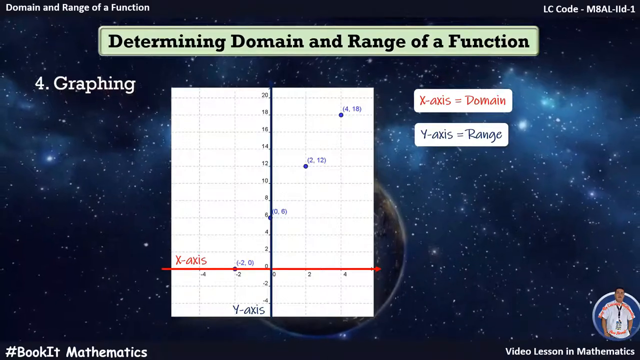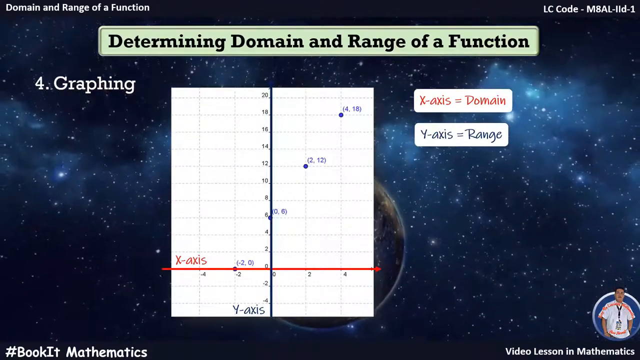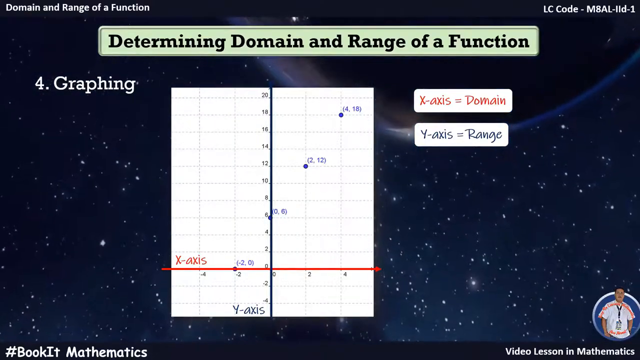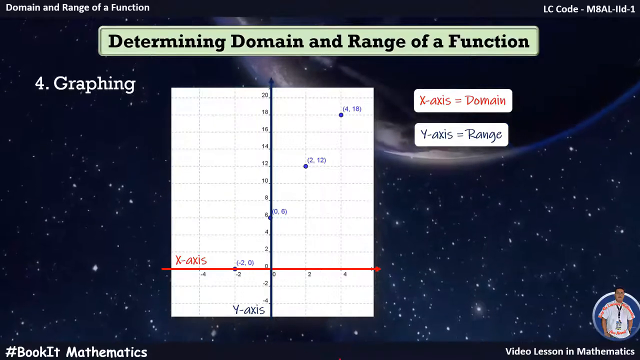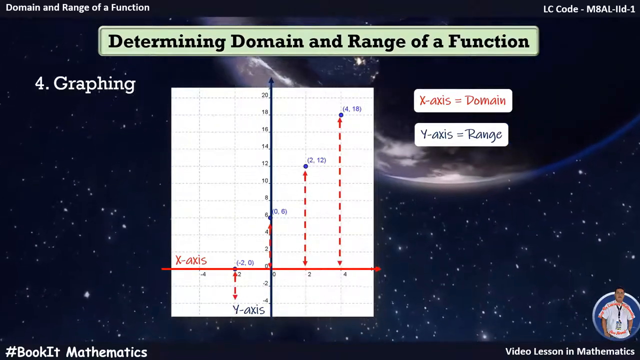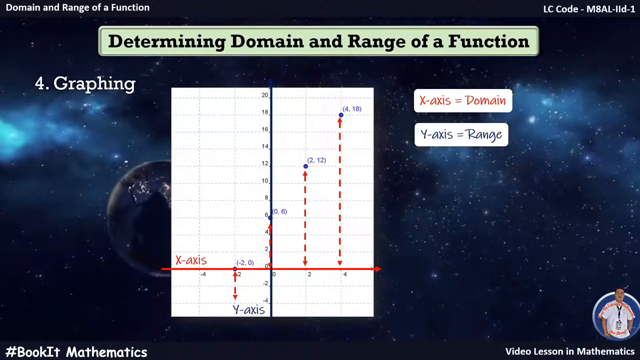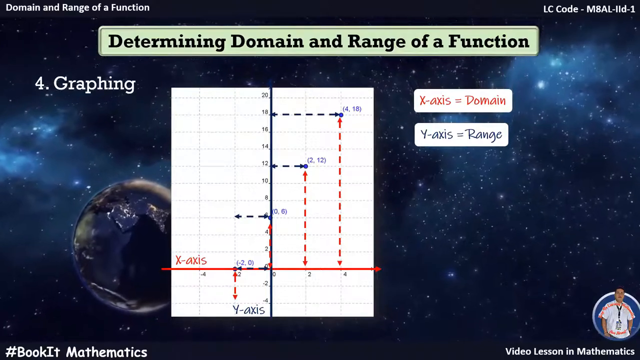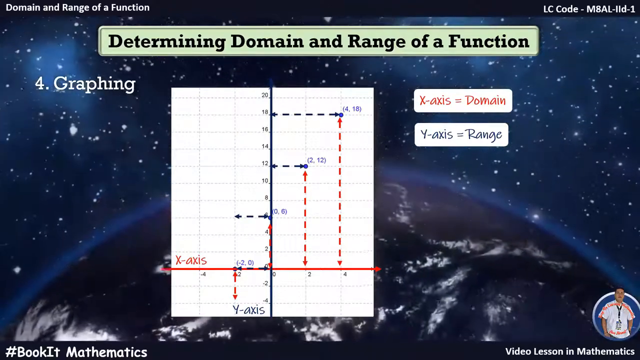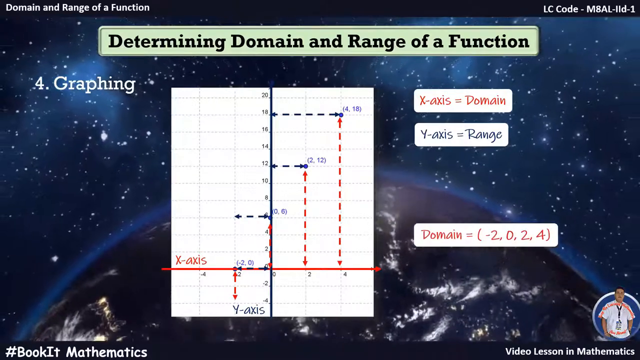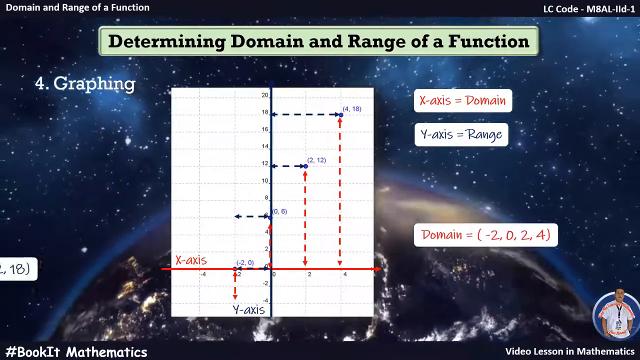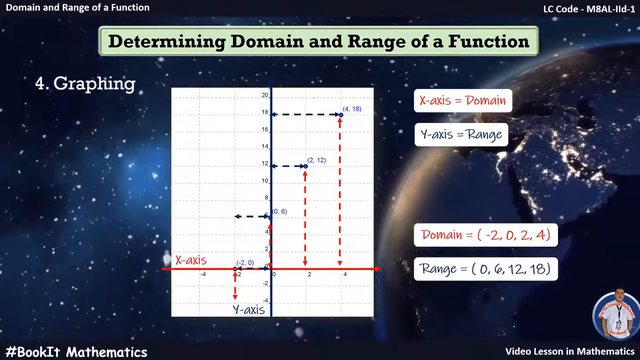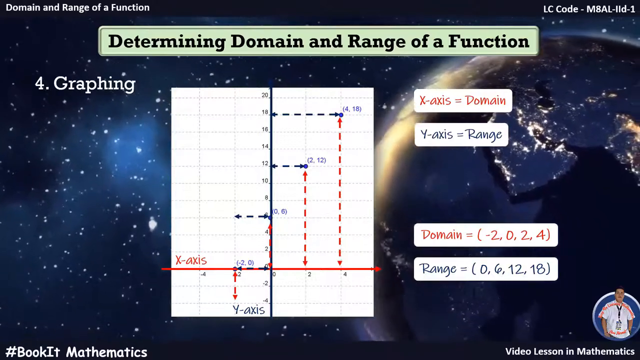First, let's examine this graph of discrete points. The only values that we know to satisfy the function are the marked points. We simply read off the x-coordinates and place them in the set of domain values. Then we read the y-coordinates and put them into the range. For this graph then, the domain is the set of values negative 2, 0, 2, and 4. And the range is the set of values 0, 6, 12, and 18.